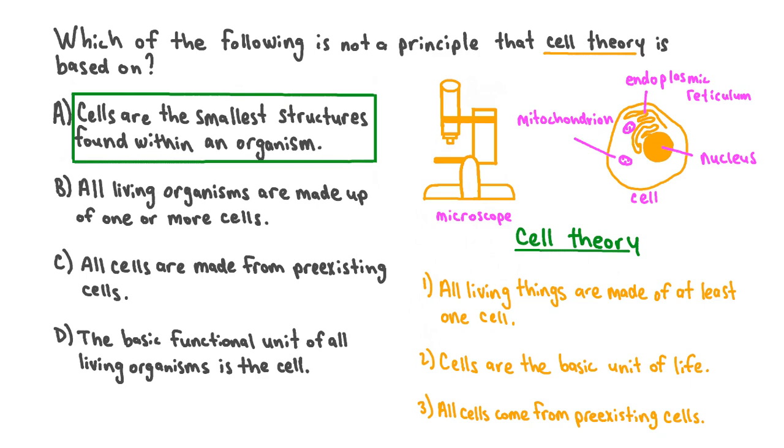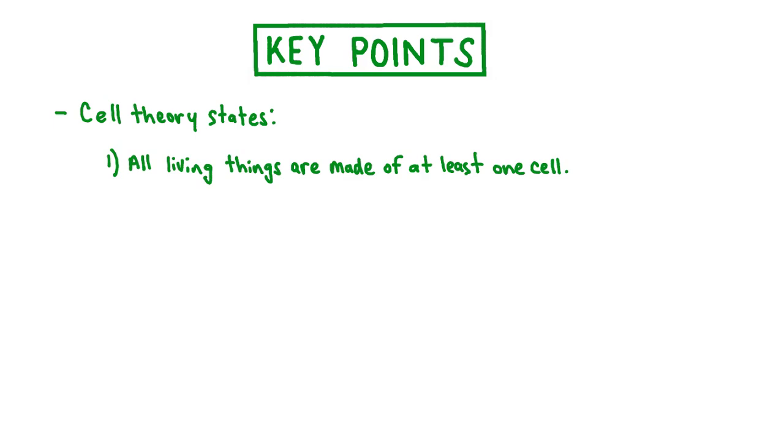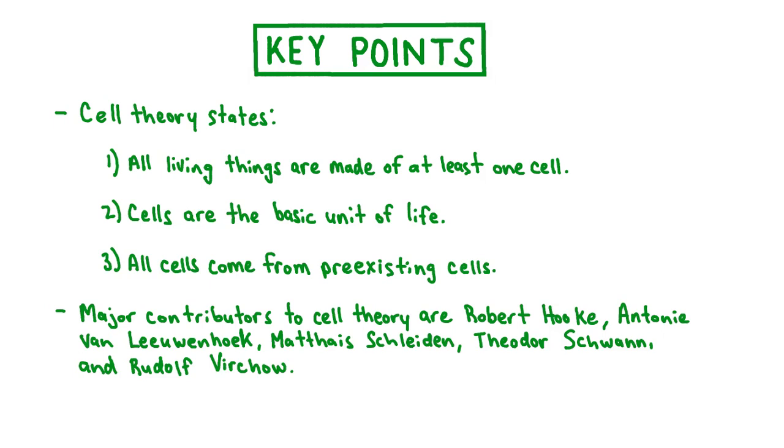Now let's go over the key points that we covered in this video. Cell theory is a universally accepted theory that is made up of three principles or postulates. All living things are made of at least one cell. Cells are the basic unit of life. And all cells come from pre-existing cells. These three principles are based off the work of Robert Hooke, Antony van Leeuwenhoek, Matthias Schleiden, Theodor Schwann, and Rudolf Virchow, who contributed to cell theory between the early 17th century through to the mid-19th century.